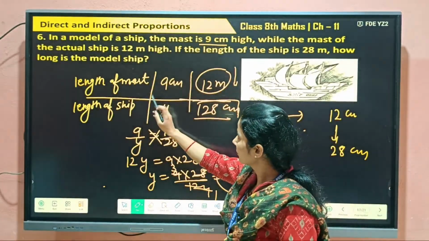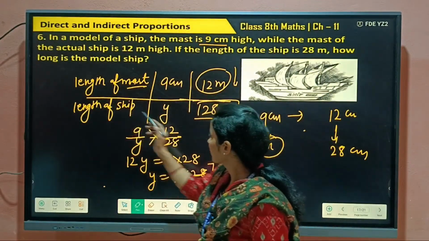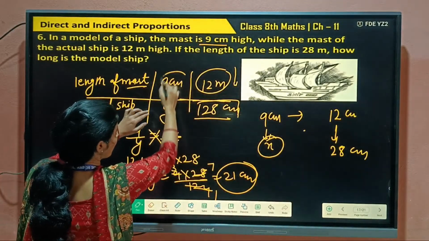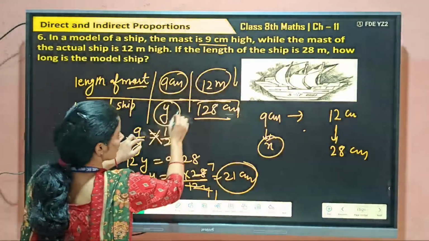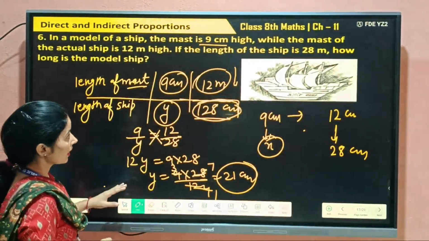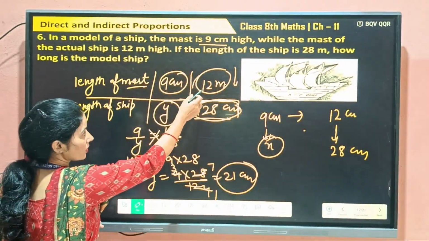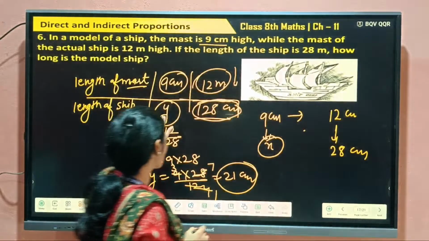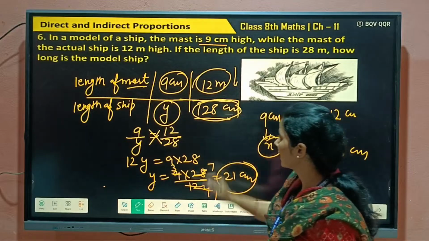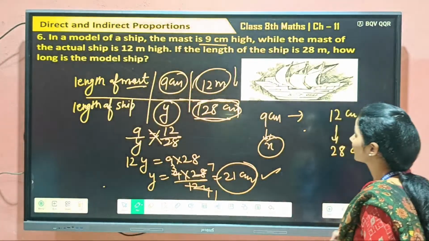Again see this question. Length of mast, this is mast, and length of ship, this is length of ship. If it is smaller, then its length will be smaller, and if height of mast will be large, then length of ship will be large. So it is case of direct proportion. So you will write x1 by y1 equals to x2 by y2, ratio constant. That is 9 upon y equals to 12 upon 28. In this way you will get answer is 21 centimeter.